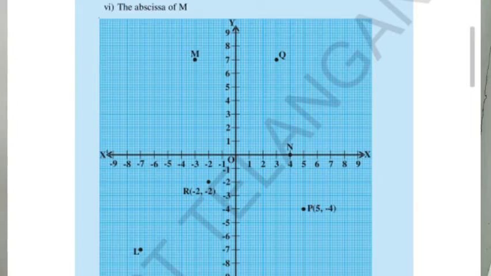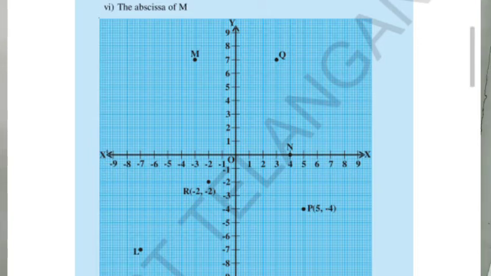Now next, the third point. The point denoted by minus 2 comma minus 2 is point R. The point R is clearly denoted by R in the picture. The point denoted by 5 comma minus 4, with plus and minus signs, is in quadrant number 4. That is point P. P is denoted by 5 comma minus 4.